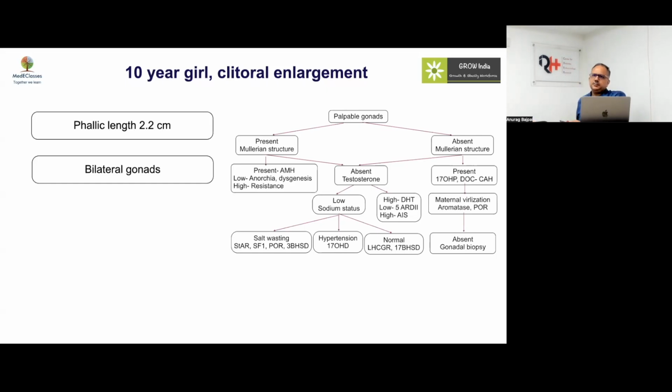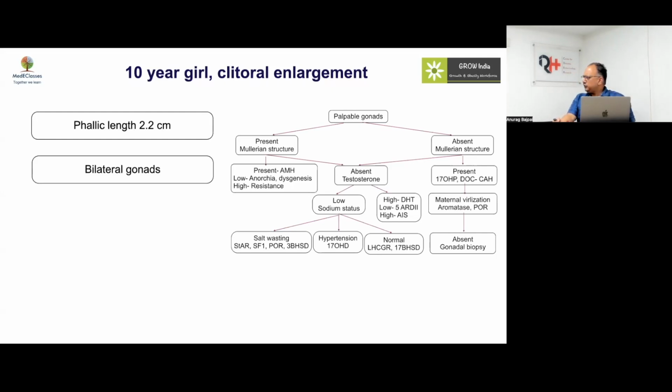Knowing that this is a 10-year-old child, the chance of salt wasting looks less likely. Yeah. So what are the conditions which tend to virilize at puberty? Yes. So conditions wherein you have more pubertal production of testosterone, you will have this virilization happening.